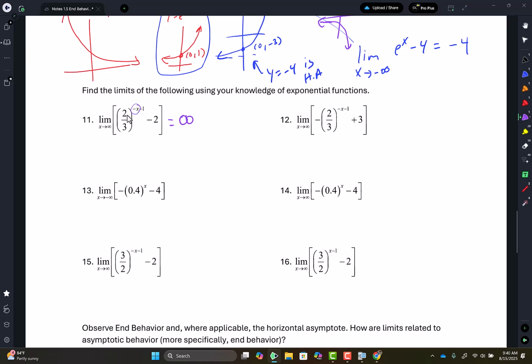You know what I mean? Because that's like bringing, by the law of exponents, 2/3 to the negative 1. Does that make sense? Or just think about that negative x. Think about that 2/3 and what happens as x gets larger. Chop, what are you talking about?